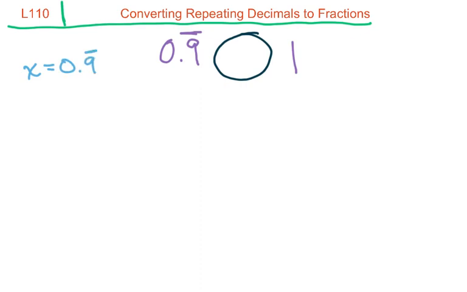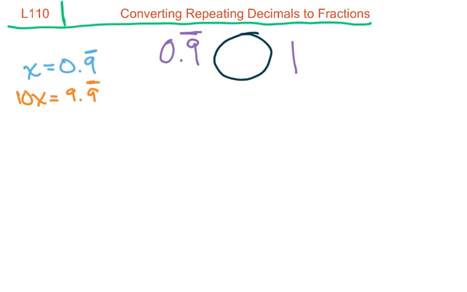Sorry, I'm just saying that. It's just a visual thing. 0 and 9/10 repeating. Then I'm going to multiply both sides by 10. So on the left side, I get 10x. On this side, multiplying by 10 means I'm going to move that decimal once to the right. So that would give me 9 and then that 9 is repeating.